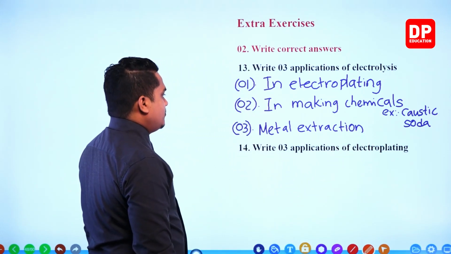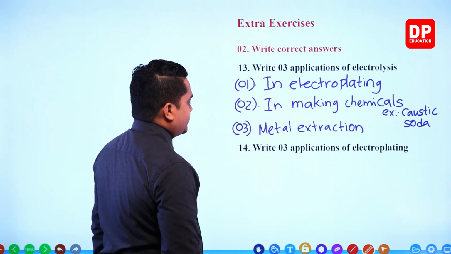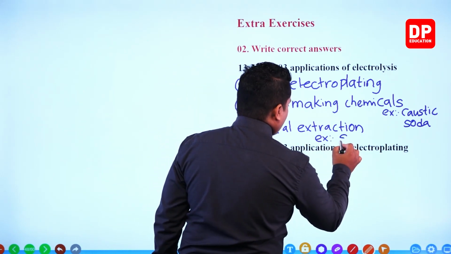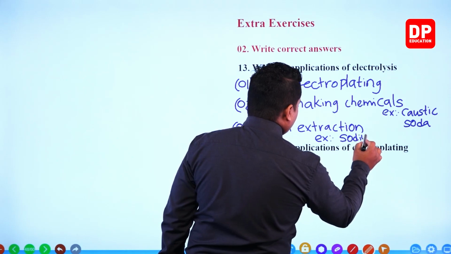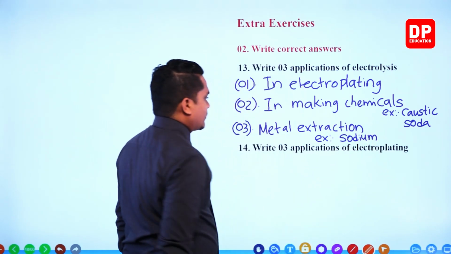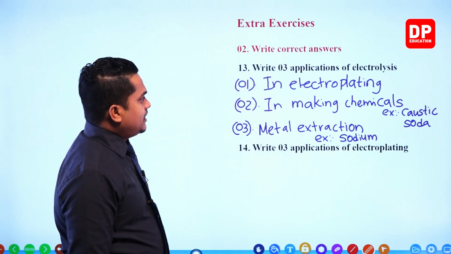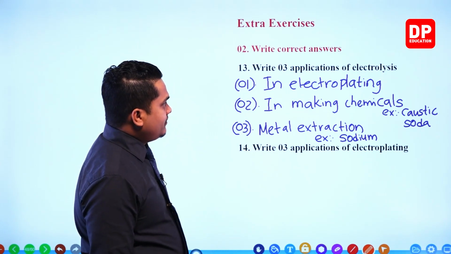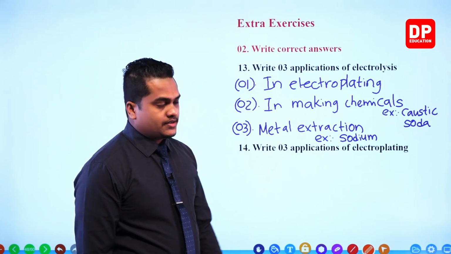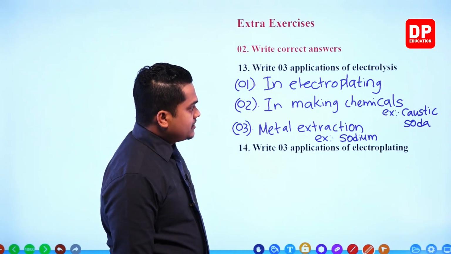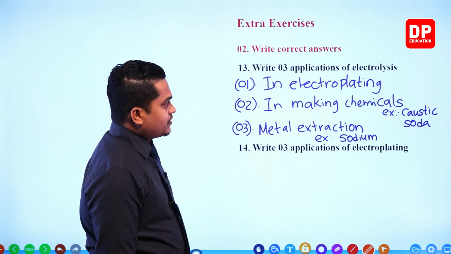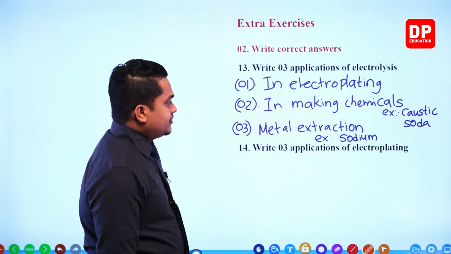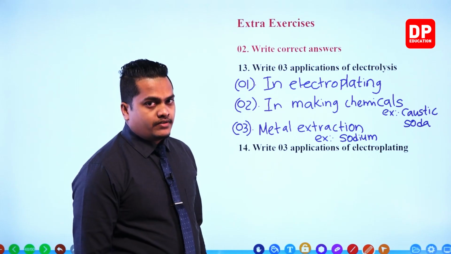Right? Metal extraction, example, sodium. So these are the applications of electrolysis. In electroplating, we use the process of electrolysis. Then in making chemicals like caustic soda, we use the process of electrolysis. Then in metal extraction, we use electrolysis, like sodium.